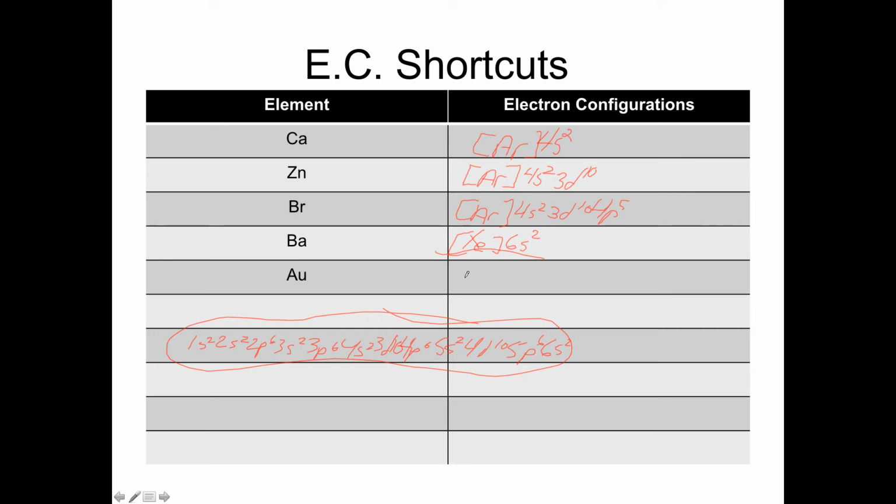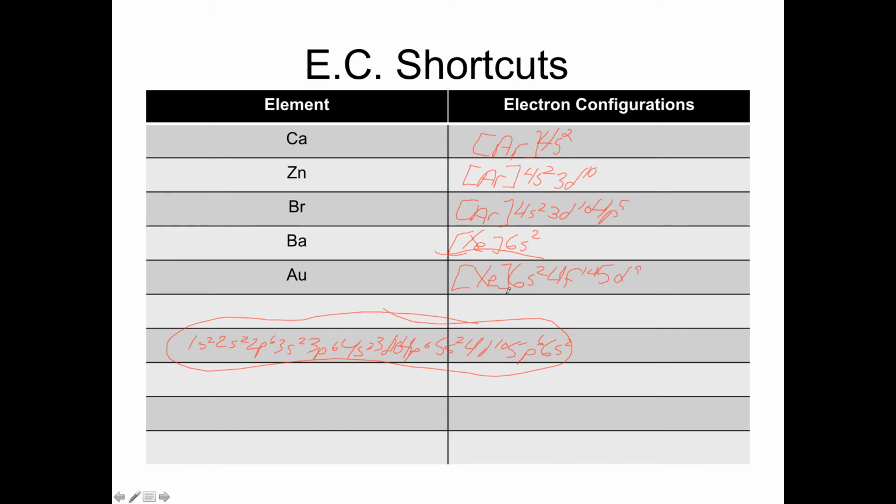Okay, let's just do the one last one. Let's do gold here. Gold, same noble gas as before. Xe, put in the brackets. I start on my next available line, which is the 6s. Then I go down to the 4f block. I have to go through all 14. Then I jump back up and I do the d block, and it is 5d9. Okay? All right, so that's the electron shortcut.